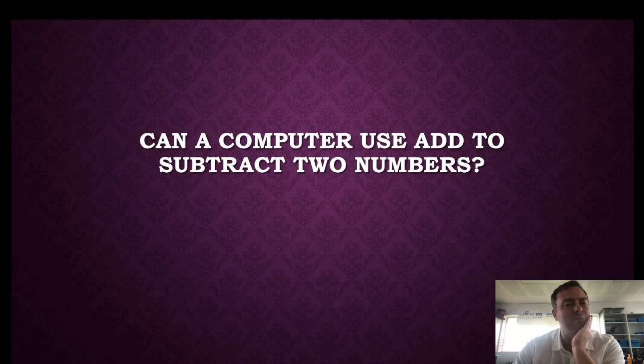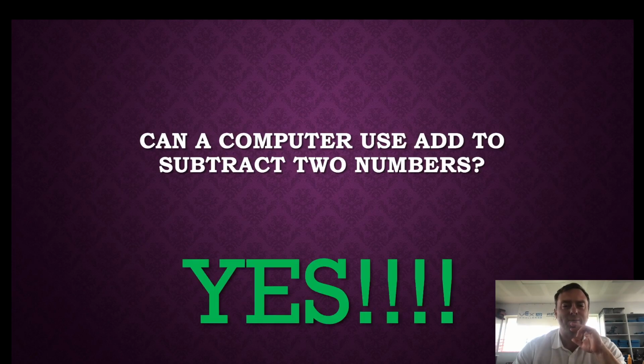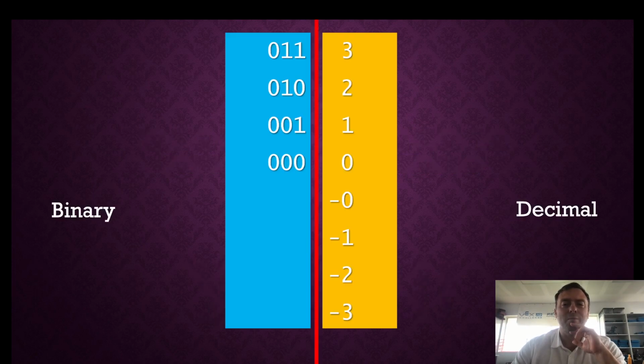Cool. So how does a computer then use add to subtract two numbers? Well, this is what we talk about when we talk about 1's complement and 2's complement. So this is where it gets a little bit different from using those signed values that we sort of played around with before. So can it do it? Absolutely. So if we look at a binary number compared to a decimal, at the moment we go 000, 001, 010, and 011. And you should be able to convert those pretty easily.